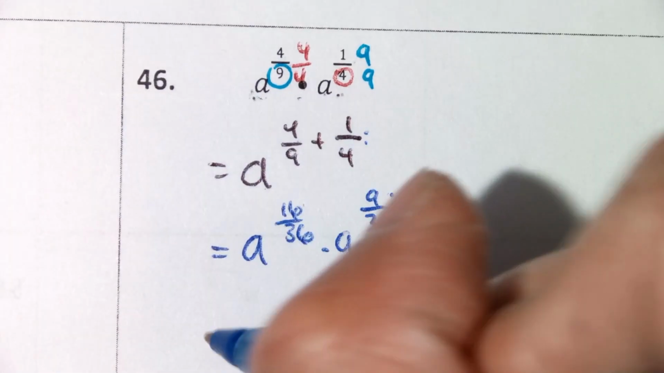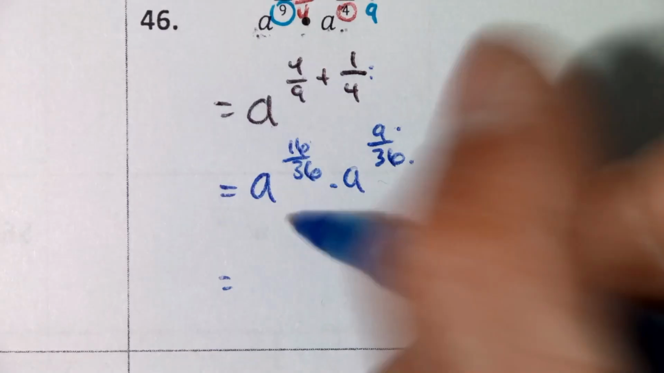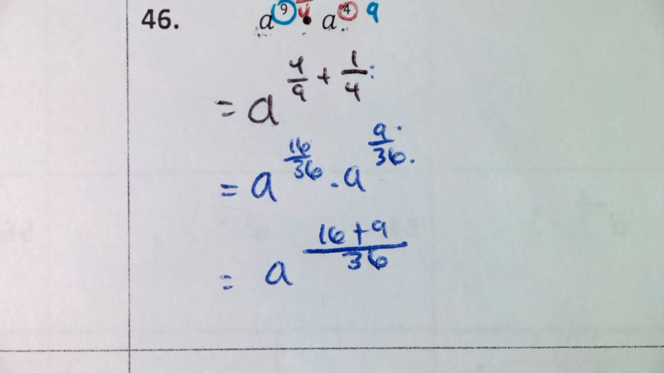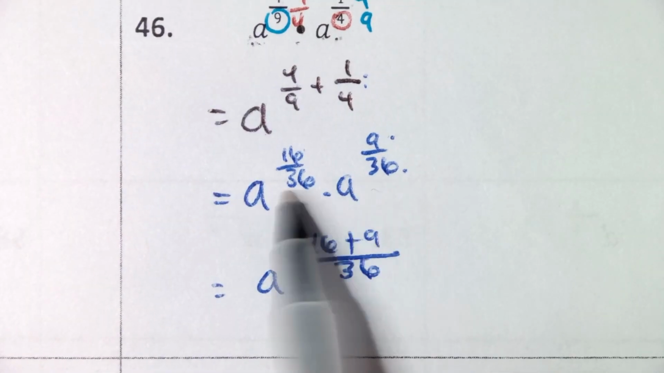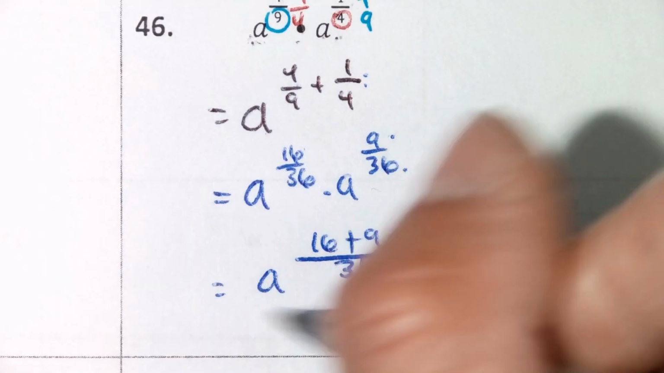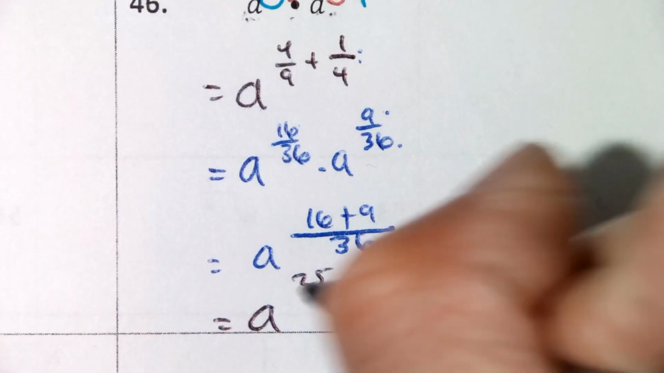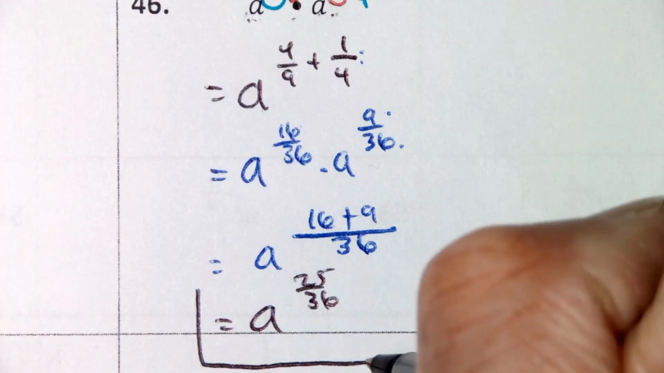Same base, we're going to add the exponents. So 16 plus 9 over 36. This will get me 25 over 36 as our answer.